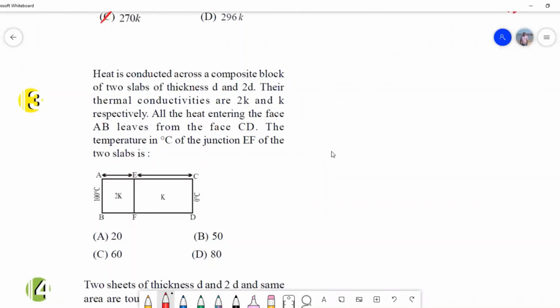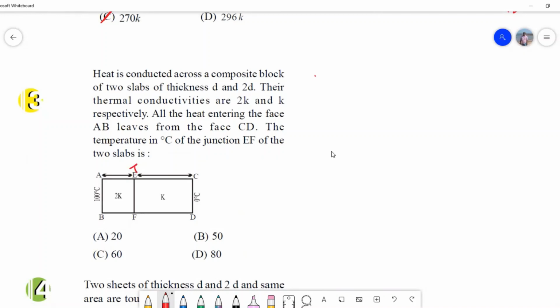Heat is conducted across a composite slab made of blocks of thickness D and 2D. Their thermal conductivities are 2K and K. All the heat generated in phase A leaves from phase B, CD. We need to find the temperature at the junction.